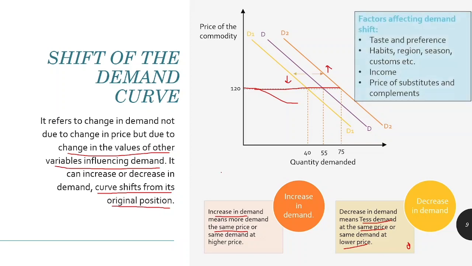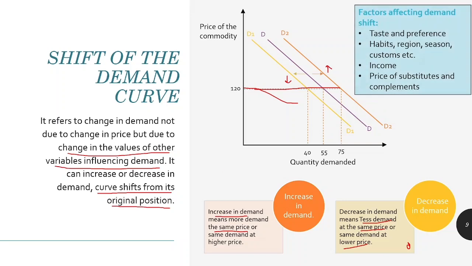So let's try to see what causes the shift in demand curve. There are factors that affect shift in demand curve. First, it's taste or preference, like I talked about the Bluetooth headphones, earphones. So what is happening is a change in taste and preference of customers. Okay. Now another is habit, region, season, and customs.